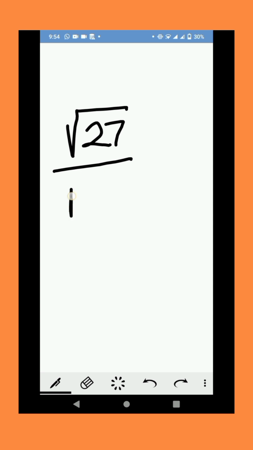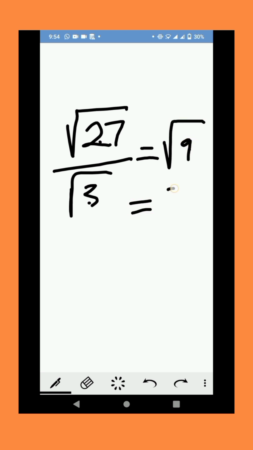Another example can be root 27 divided by root 3. Like we know, 3 going into 27 will give you 9. That means root 9. And root 9 we know is equal to 3. So division is possible for unlike surds, alright? And multiplication is possible for unlike surds, but subtraction and addition are not possible for unlike surds. So these are the basic rules of surds.